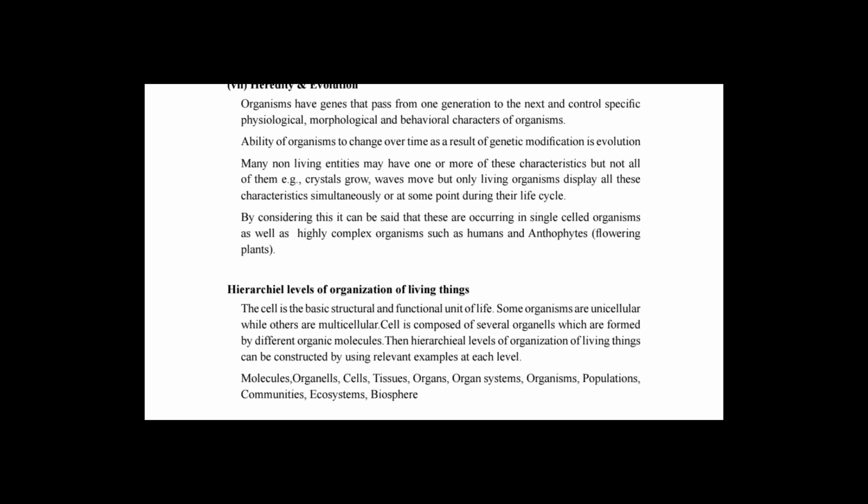If all these 7 characteristics are simultaneously shown by an organism at any point during its life cycle, then we can say it is a living organism. If not, we can't say it is a living organism. For example, crystals grow and waves move. Yes, that is true. Crystals can grow, but we can't say crystals are living organisms. Waves move, but we can't say waves are a living thing.